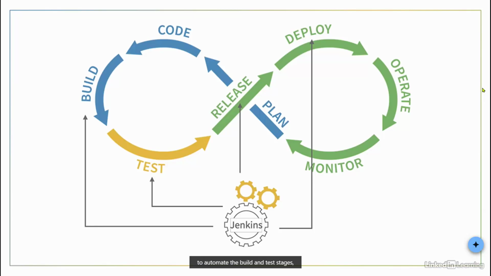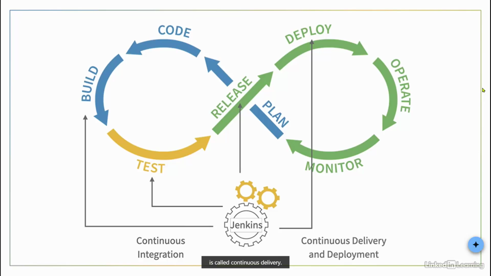When tools like Jenkins are used to automate the build and test stages, the process is known as continuous integration. Using automation in the release and deploy stages is called continuous delivery. And if the process is completely automated, it can be referred to as continuous deployment.